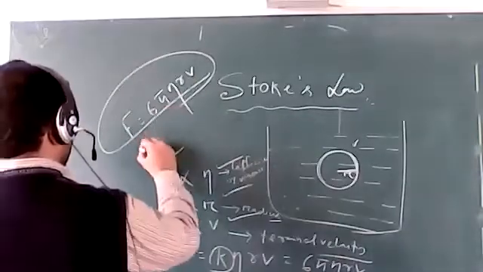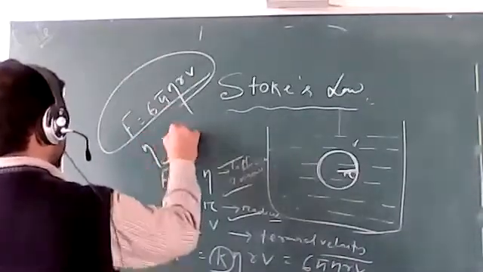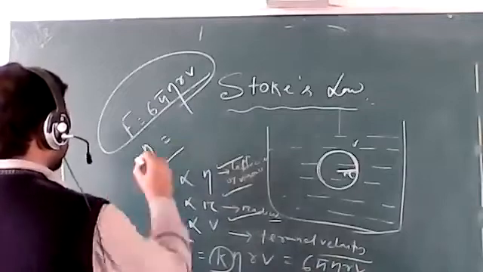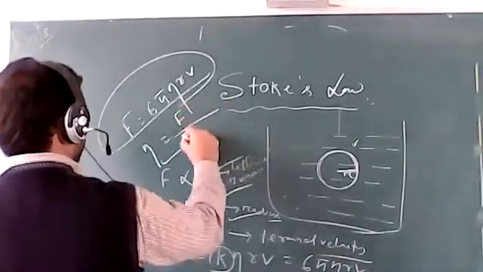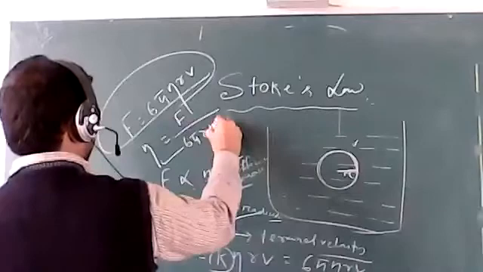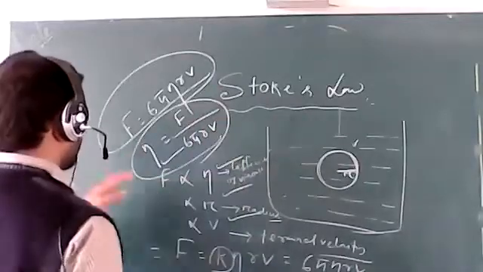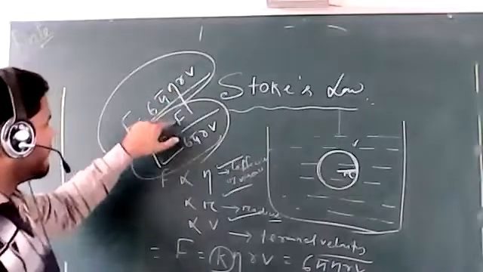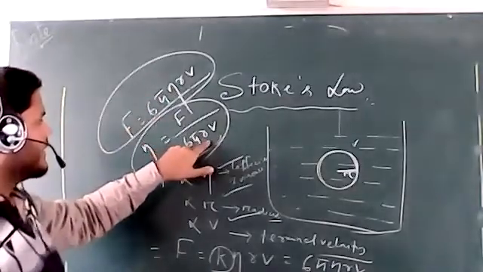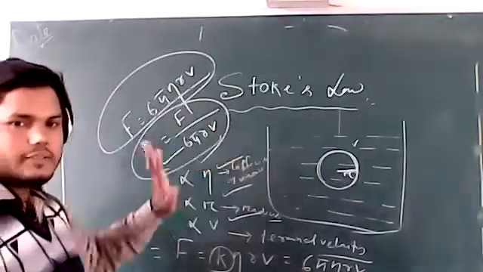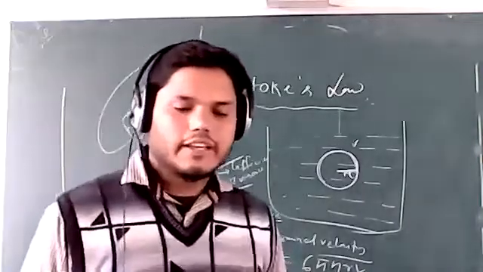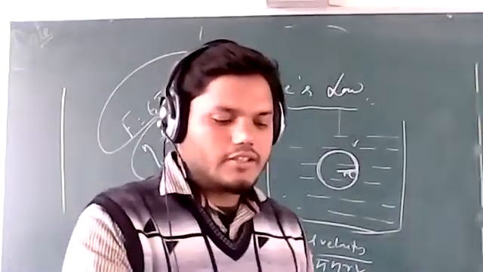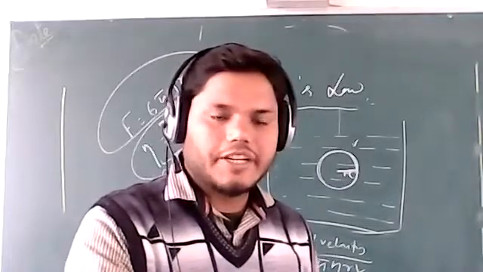From Stokes law, we can also derive the value of eta. If you want to find out eta, eta will be F upon 6 pi r v, that is, F divided by 6 pi r into v. This is the coefficient of viscosity of that particular medium.